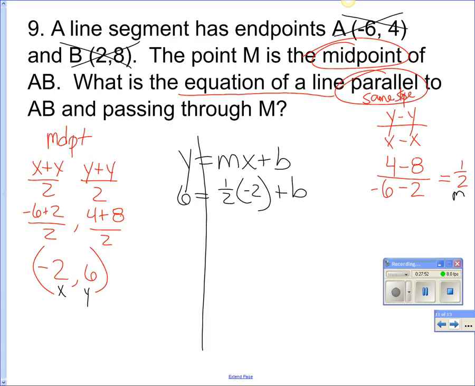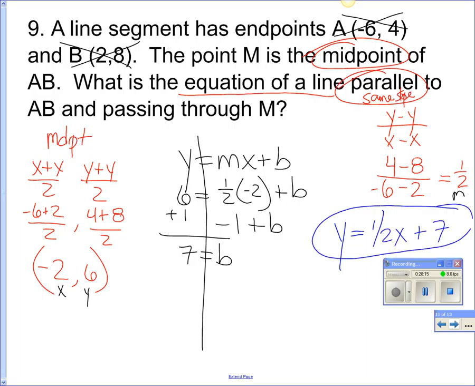Okay. All right, and then I'm going to multiply these. That gives me -1. And when you move -1 over here, it becomes +1. So 7 equals b. Louis, how would you write your final answer? Good job, Louis. All right, last one. You might need more time to write.